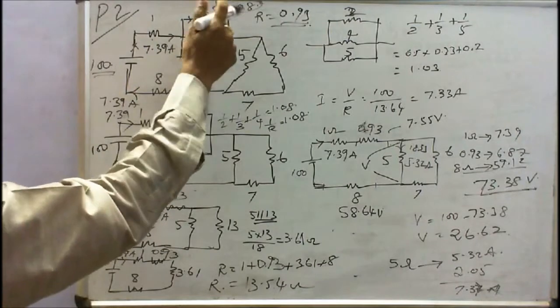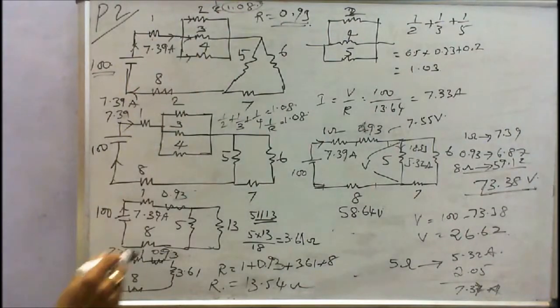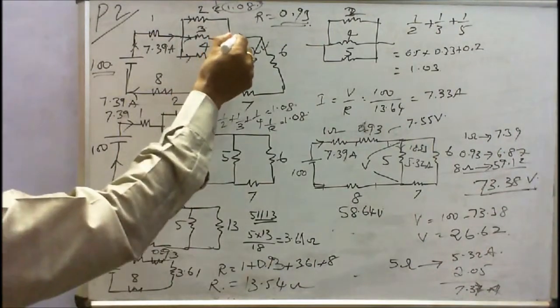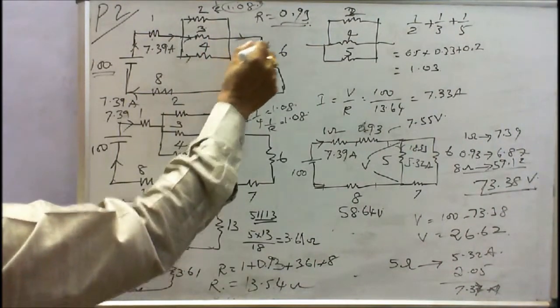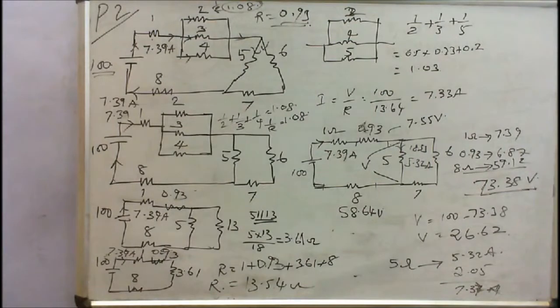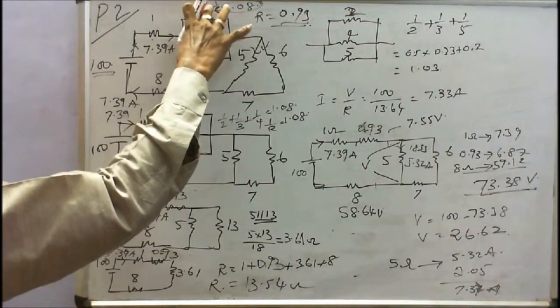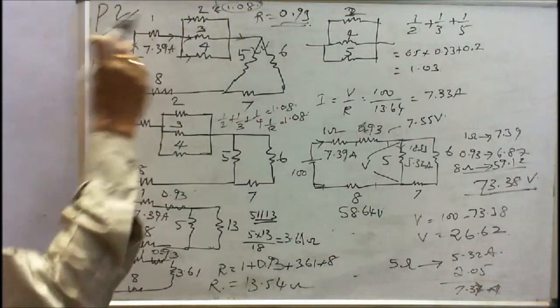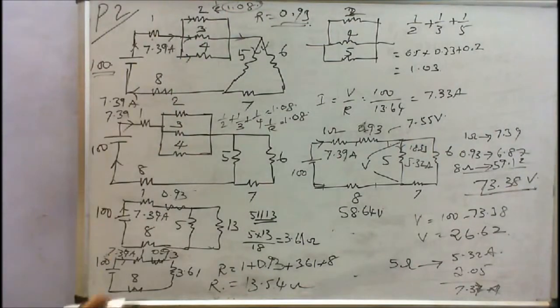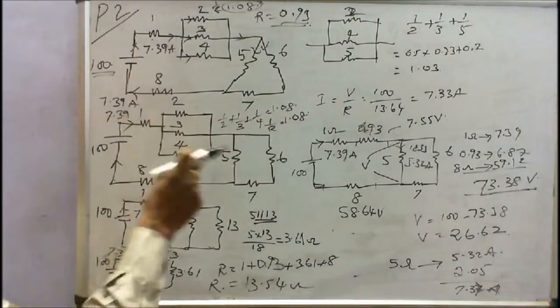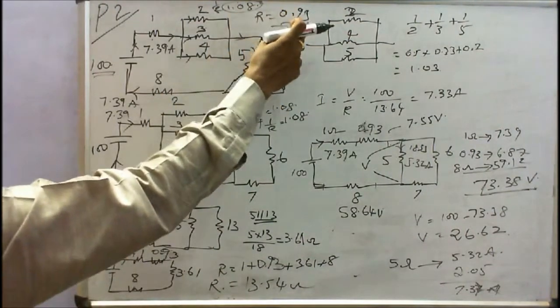Naturally this part is a parallel circuit. Again another parallel circuit is here. This current will divide into I5 and I6. First I have to find the total resistance of 2, 3, 4 ohms because 3 are connected in parallel. 1 by 2 plus 1 by 3 plus 1 by 4, that is 1.08, that value is 1 by R. Therefore R is equal to 0.93.